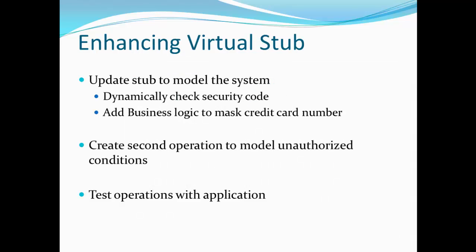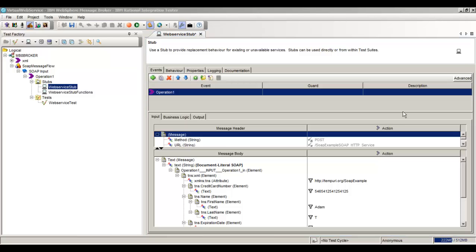To enhance our virtual stub for business logic and to better model our system, we're going to update the stub to model the system. To do this, we're going to dynamically check the security code. We're going to add business logic to match the credit card number, so that we get X's back in the last 4 digits instead of a full credit card number. Then we're going to create a second operation to model unauthorized conditions, and after that we're going to test the operations with an application, and in this case we're going to be using SOAP UI to test our virtual web service. So let's go ahead and get started.